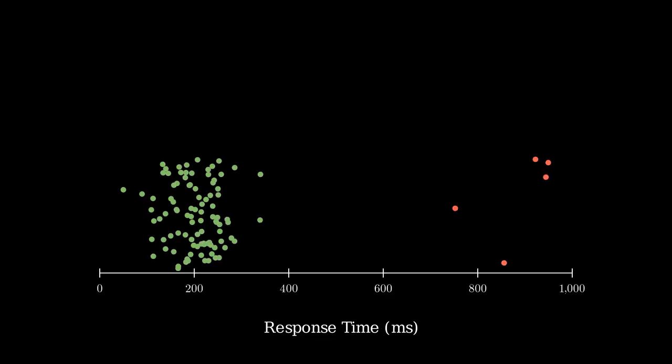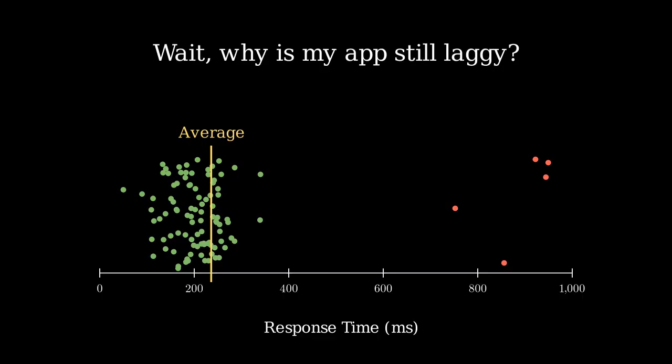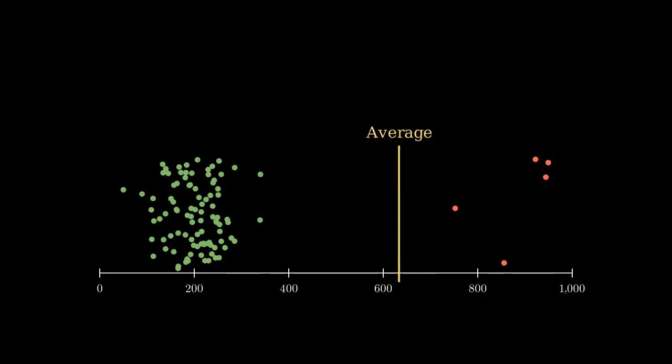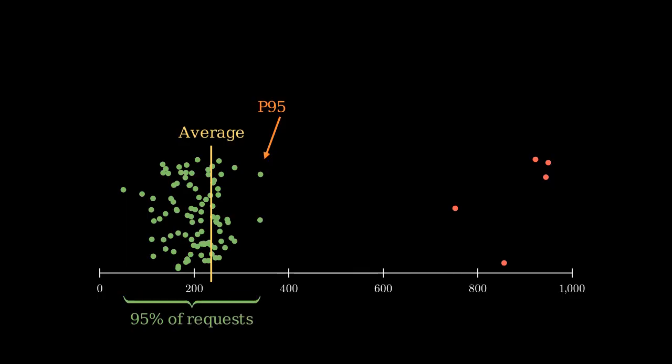Is your app fast? When you look at your dashboard, you likely see a scatter plot of your response times. The green dots show most requests finishing quickly, while the few red dots represent the slower requests. If you calculate the average response time, you get a single number that sits right in the middle of all those fast requests. Wait, why is my app still laggy? Notice how the average completely ignores those few slow red dots on the far right.